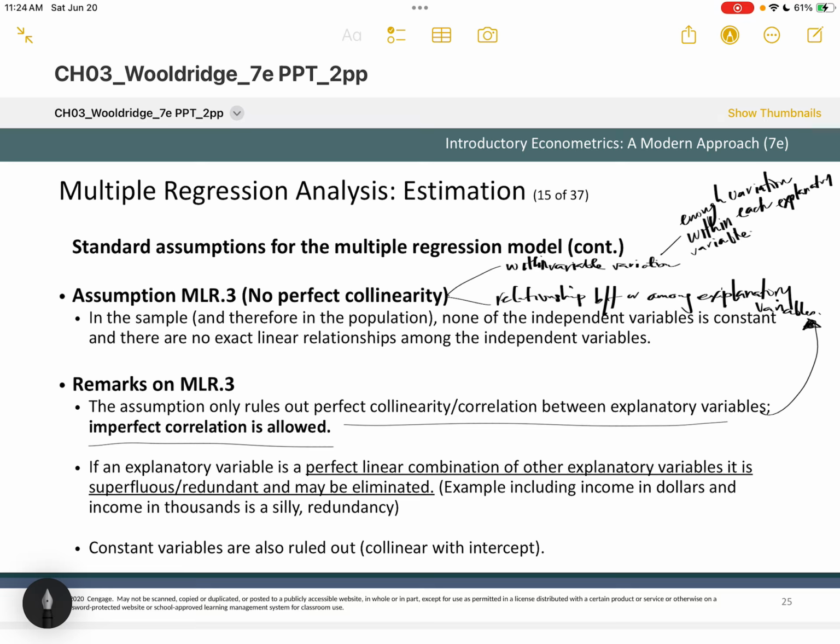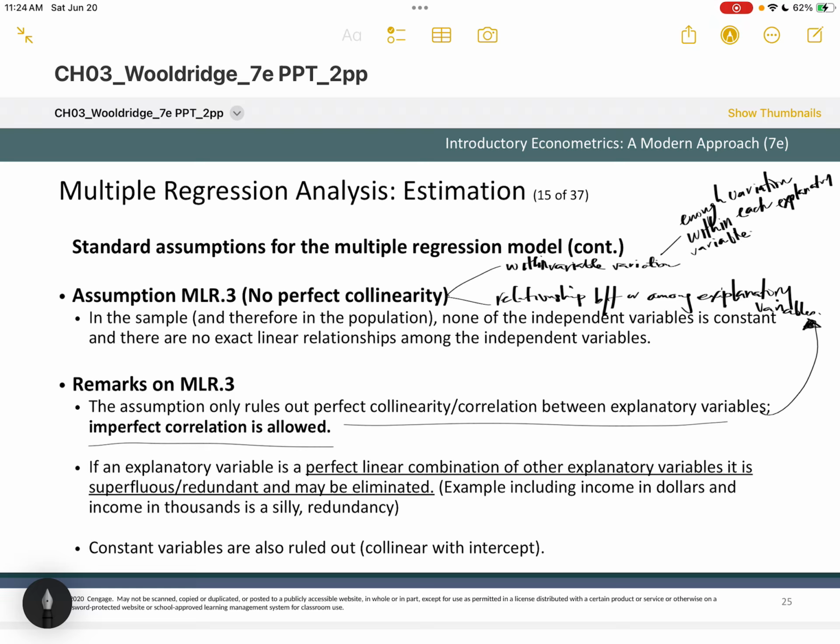So to check for no perfect collinearity, you typically have to do a correlation matrix, and in class I will show students what that correlation matrix may look like. Those of you joining us from YouTube, you can do a quick Google search to see what a correlation matrix looks like.